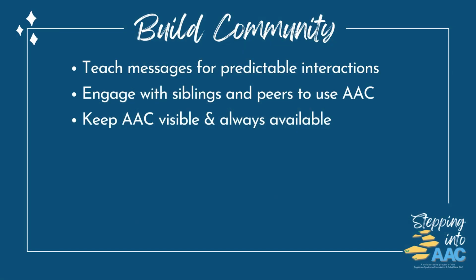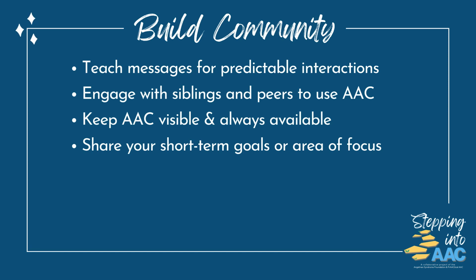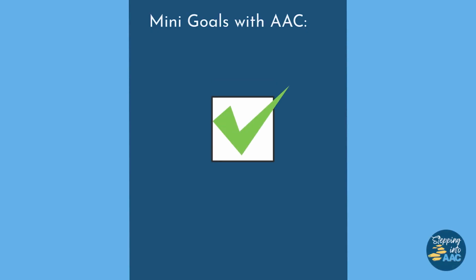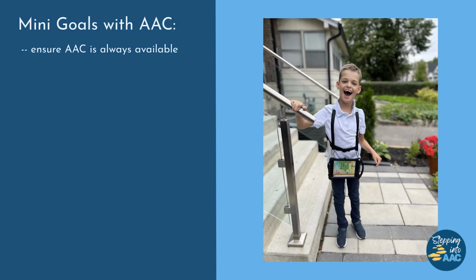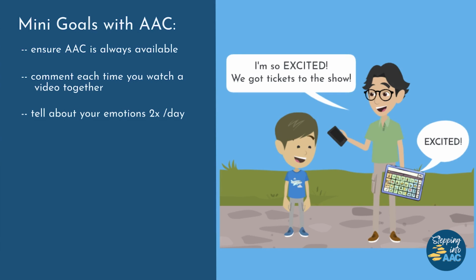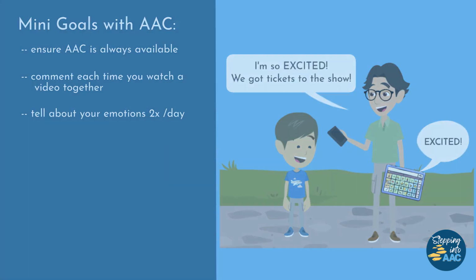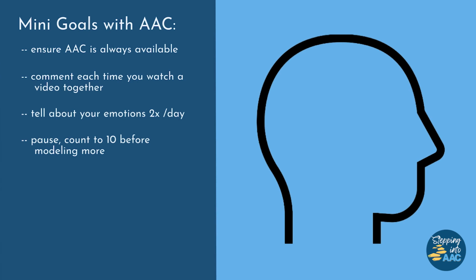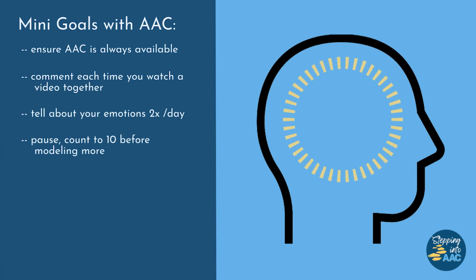Another strategy is to share with others specific things that you are working on to support your AAC learner and inviting them to do the same. Setting mini goals for ourselves keeps us focused and helps us develop habits of use. Here are some examples. Ensure AAC goes with your learner at all times. Make a comment with AAC each time you watch a video together. Model telling about your emotions twice daily. Count to 10 before modeling more to provide sufficient wait time.